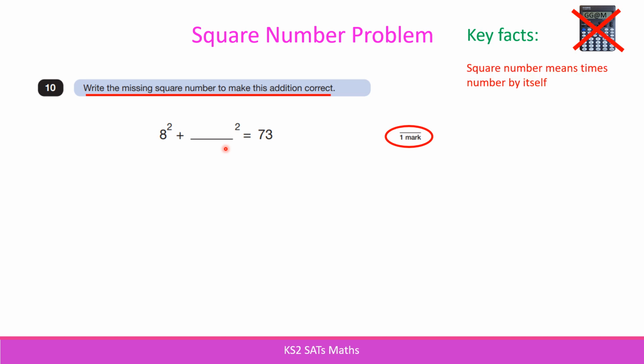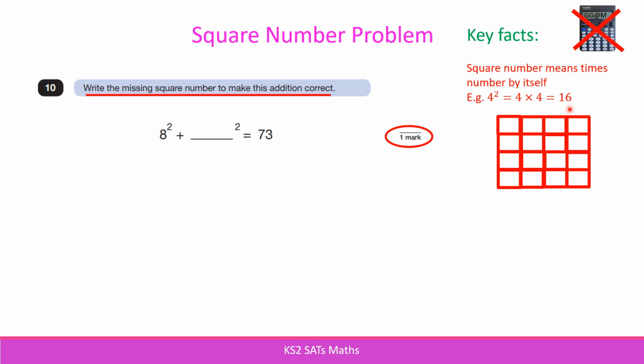Your first key fact is that you need to know what a square number is. A square number means a number multiplied by itself. For example, 5 squared is 5 times 5, which is 25, so the square number is 25. Here's another example: 4 squared is 4 times 4, which is 16. And we can draw that out diagrammatically. It means 1, 2, 3, 4 squares across and 1, 2, 3, 4 squares down. So in total I've got 4, 8, 12, 16 squares, or 4 times 4, which is 16. That's how many squares I've got in this diagram.